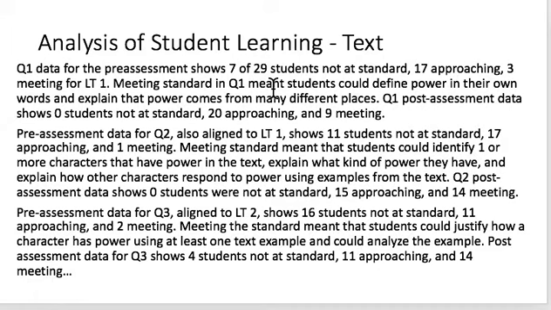Now I'm defining my standard, another really good idea to make sure that, again, the person scoring your work does not have to do extra tasks and take more time to figure things out. So meeting the standard in question 1 meant that students could define power in their own words and explain that power comes from many different places. Question 1 post-assessment data shows 0 students not at standard, so big improvement, 20 approaching, not everybody, and 9 meeting, another nice improvement. And then I do that same thing for every item on my pre-assessment.